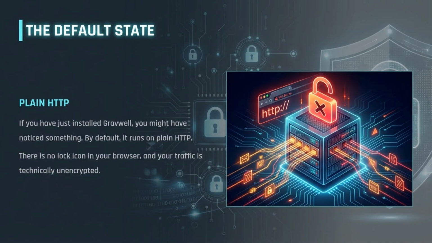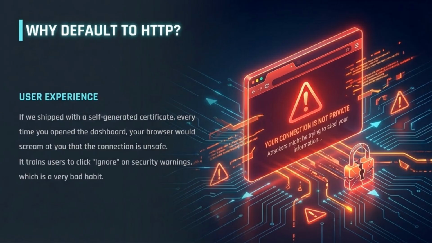By default, a fresh Gravwell installation runs on plain HTTP. This means there is no lock icon in your browser, and your traffic is technically unencrypted. Gravwell defaults to HTTP for better user experience. If it shipped with a self-generated certificate, your browser would constantly warn you the connection is unsafe, which can lead to users ignoring security warnings.